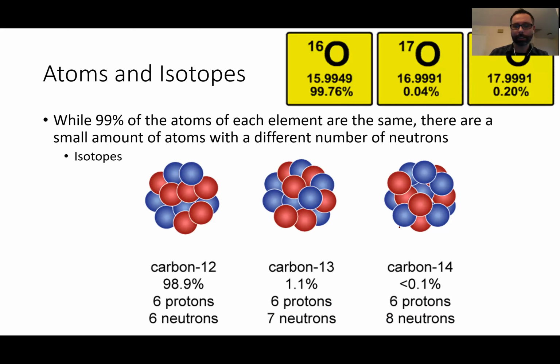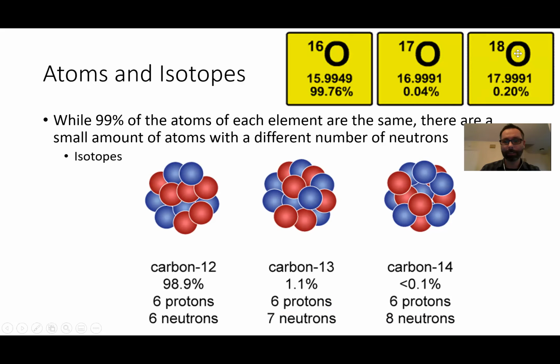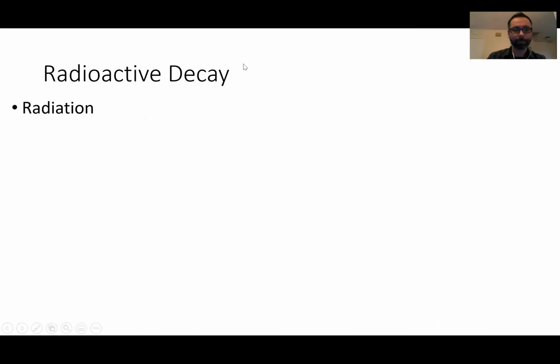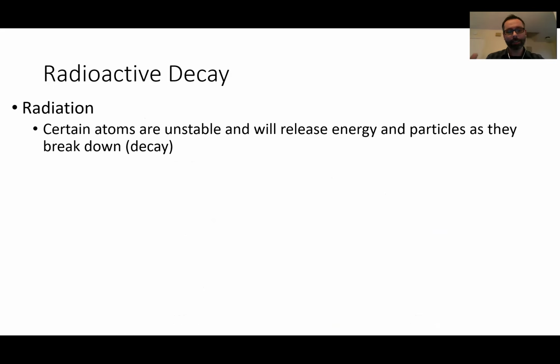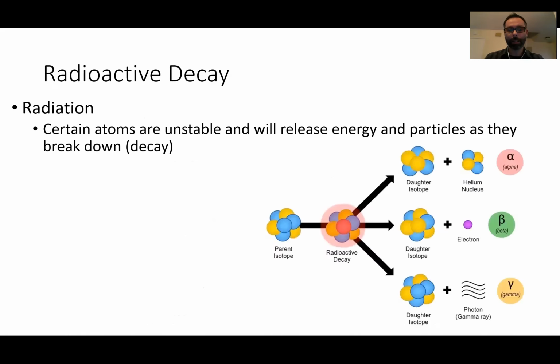Here's oxygen. As you can see, there's different isotopes of oxygen out there as well. There's isotopes of lots of different atoms. Now, radiation, radioactive decay. Like I said, certain atoms are unstable, and they're going to release energy in particles as they break down. So here's a general idea of what's going to happen.